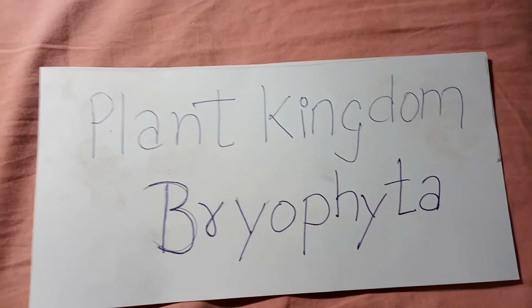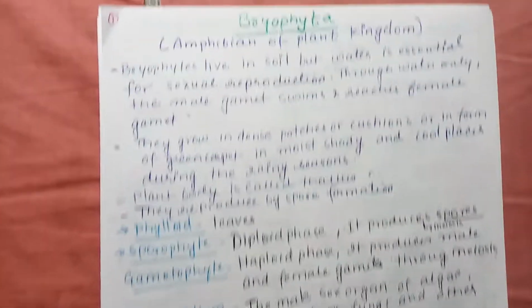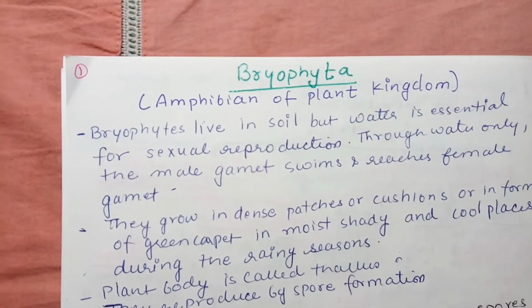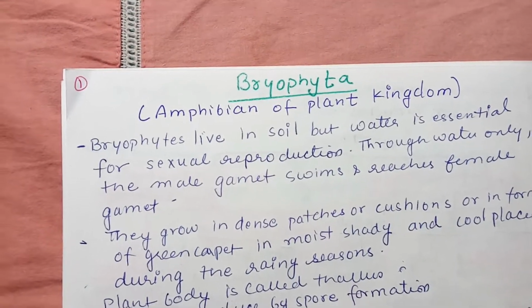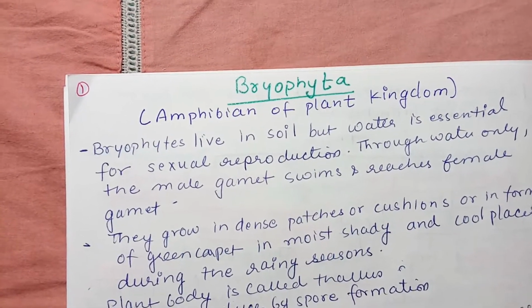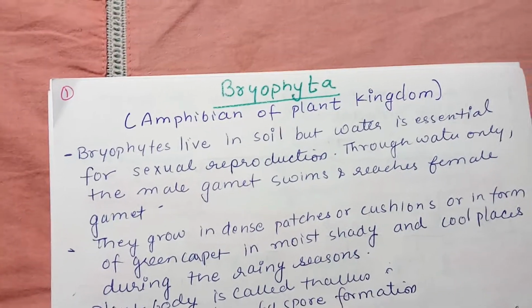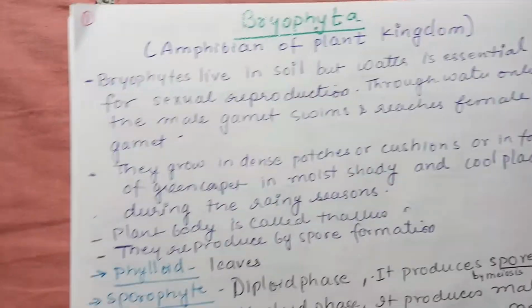Dear student, we will continue with the plant kingdom and we'll be starting with Bryophyta. Bryophytes are called amphibians of the plant kingdom. It is because they live in soil and they require water for fertilization. Water is required for the male gamete to swim and reach the female gamete. So water is essential for fertilization. They require water and land both, hence they are known as amphibians of the plant kingdom.